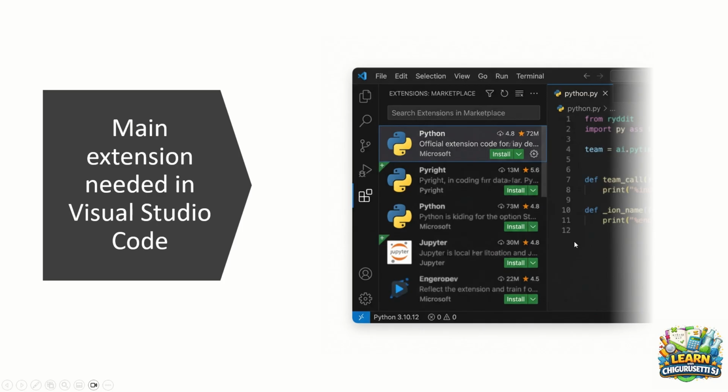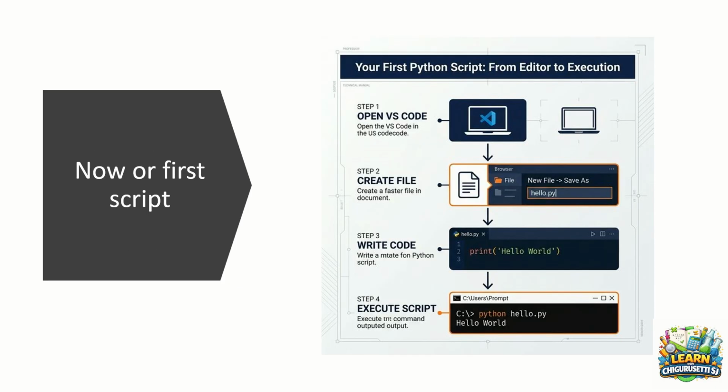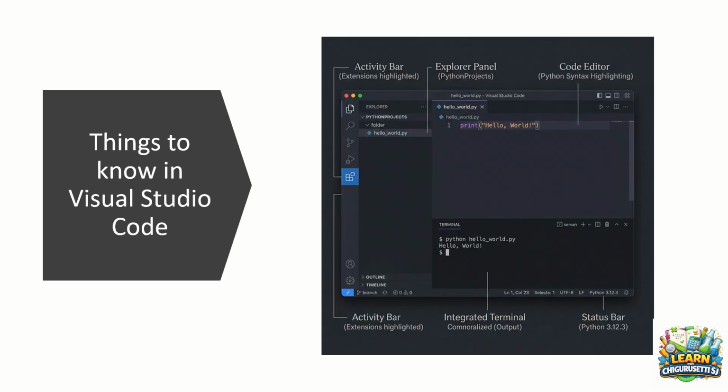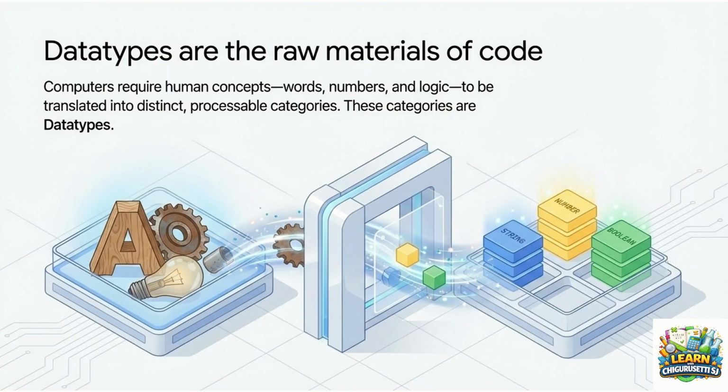After we install, we should also install the Python extension. After this, you will be running. So until we install Visual Studio Code, we run through the data types and the raw materials of the code.